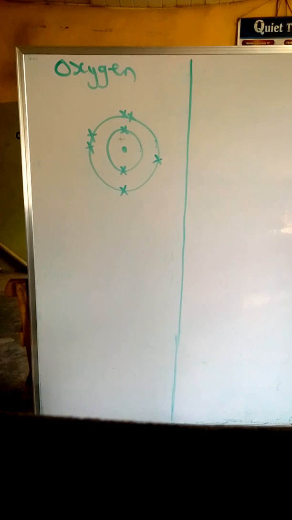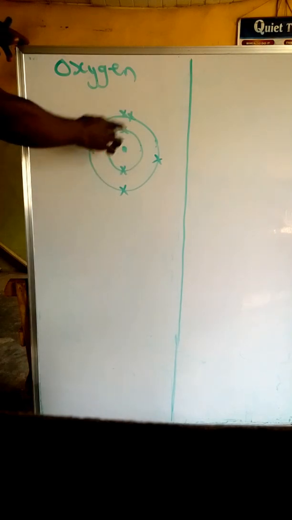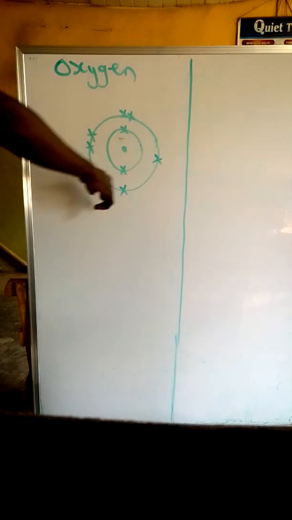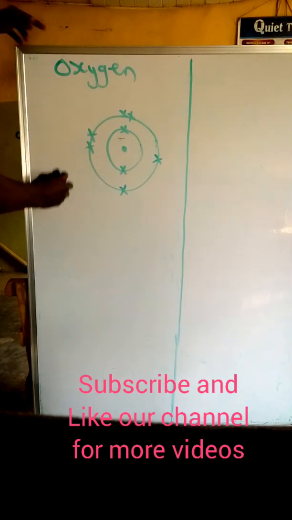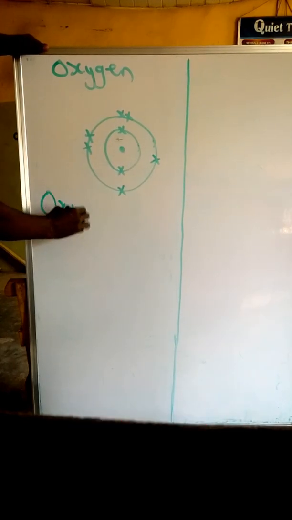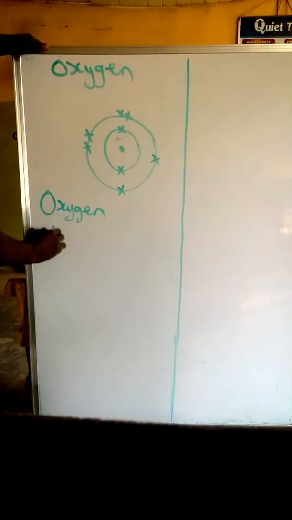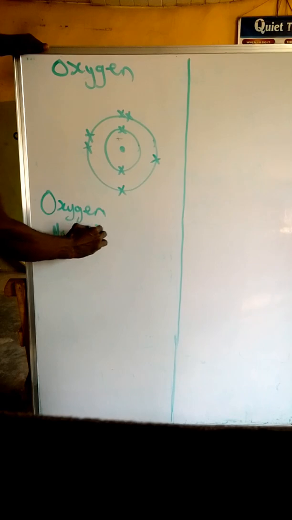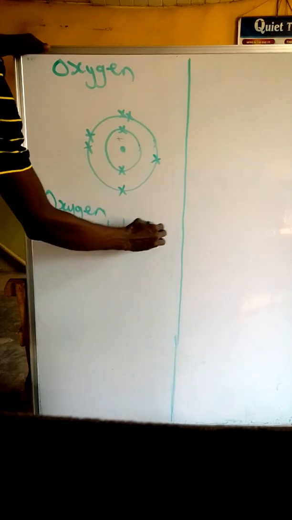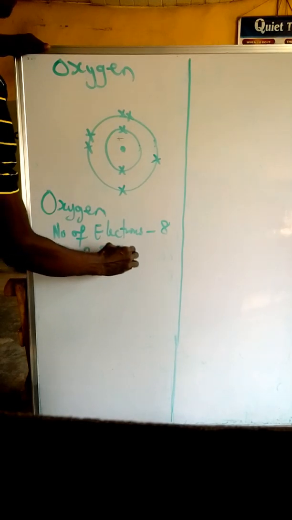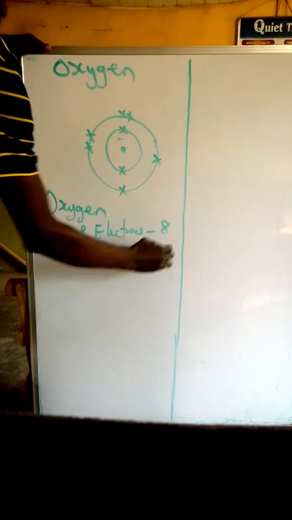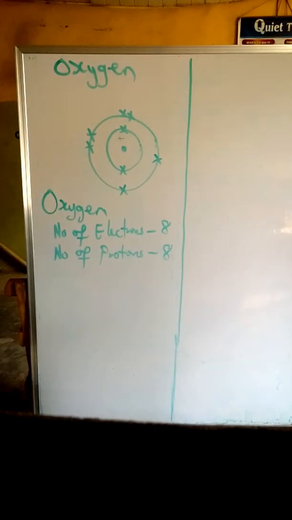Now we look at an atom like oxygen. Oxygen has 8 electrons. We can see the first shell has 2 electrons, while the outside shell has 1, 2, 3, 4, 5, 6. And 6 plus 2 will give us 8 electrons rotating around the atom. Oxygen, number of electrons is 8. Number of protons is 8.